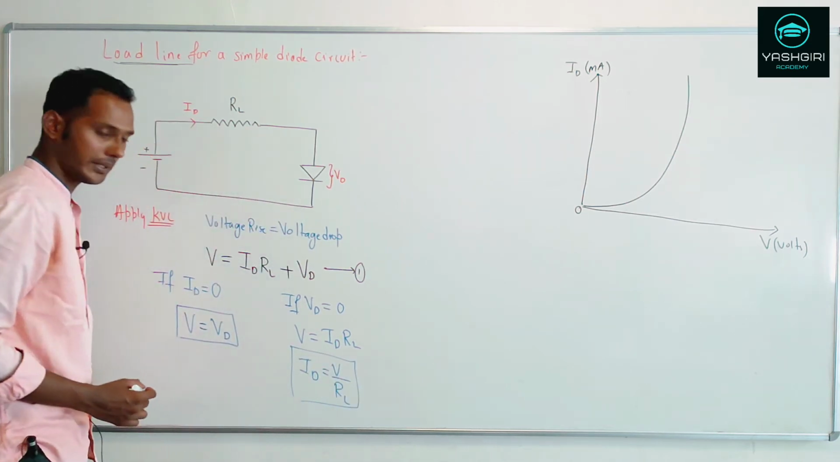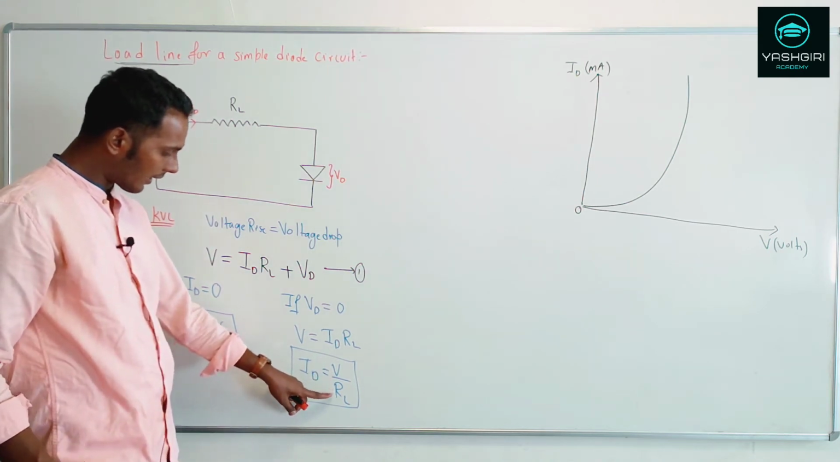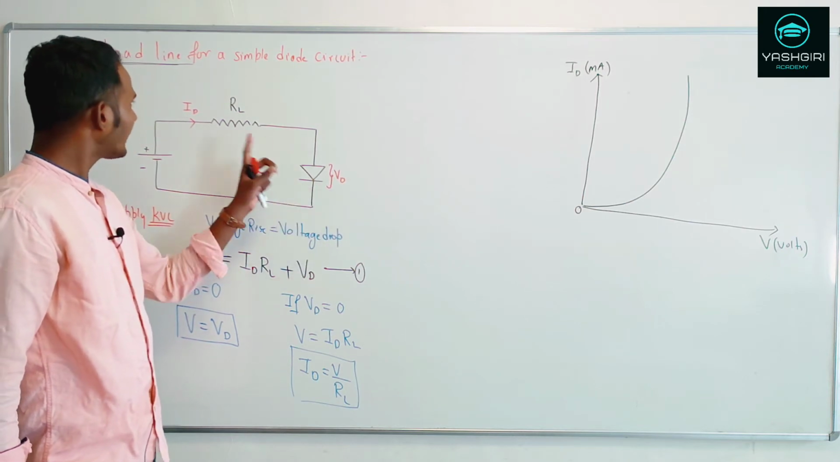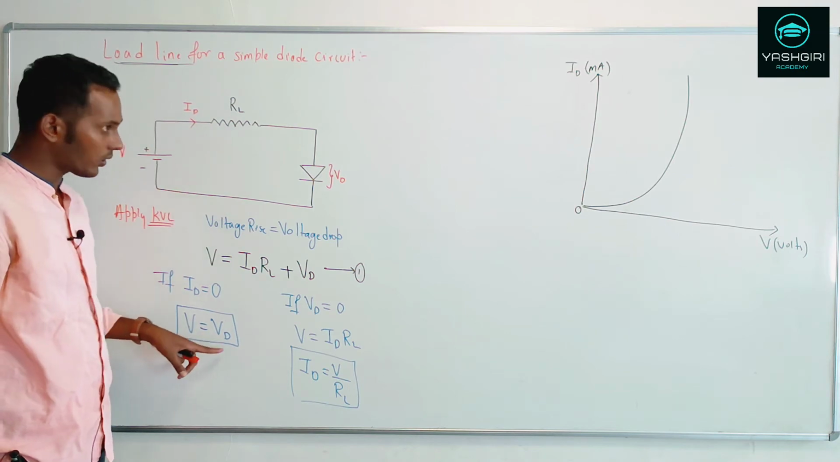Yes, so that's the second equation. So now I got ID is equal to V by RL when I make VD equal to 0, and exactly the opposite, when ID is equal to 0, I'm getting V is equal to VD.